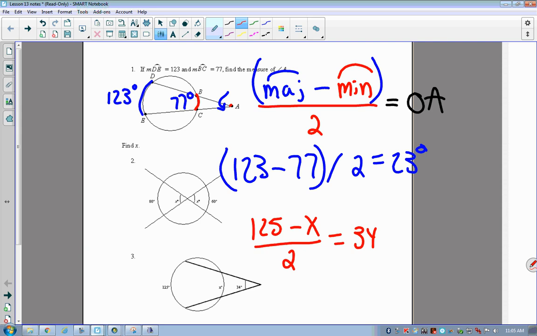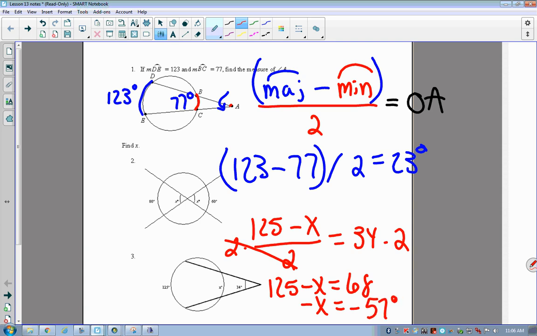Multiply by 2, okay? Because all we're doing is trying to solve for x. But you have to be able to set it up right. So 125 minus x equals 68. Subtract 125, and we're going to get negative x equals a negative number. What is it? Negative 57. So what do we know x equals? X equals a positive 57. What should you do? Check it. I should do 125 minus 57, divide that by 2, and see if I get 34.